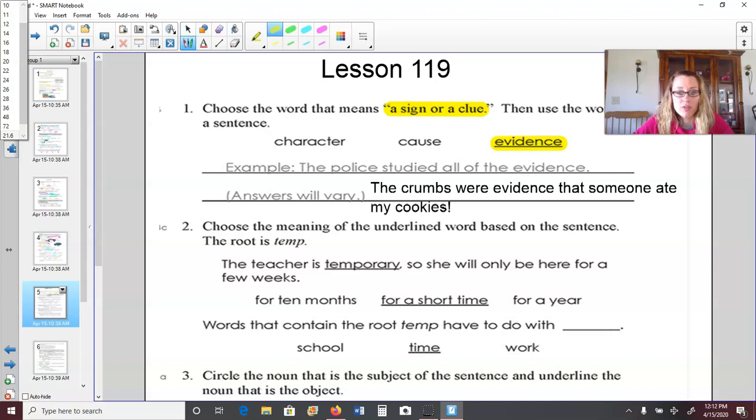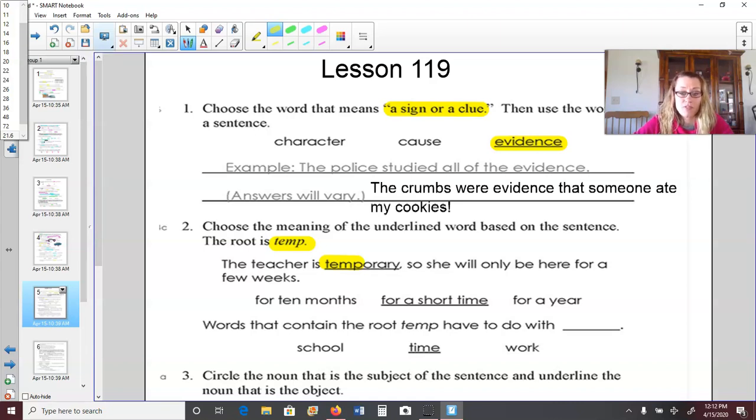Moving on to number 2, choose the meaning of the underlined word based on the sentence. The root is temp. So let's see, the teacher is temporary, so she will only be here for a few weeks. Temp is the root. We need to figure out what temporary means. And there are some clues in our sentence. She will only be here for a few weeks.